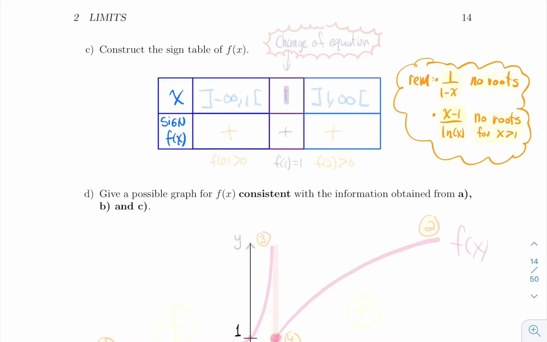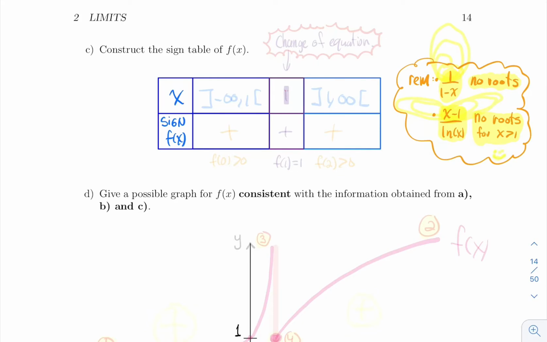over 1 minus x. So the first equation here, for x before 1, has no roots because the numerator is 1 and it's never going to be equal to 0. What about the second equation, x minus 1 over ln of x? The numerator could be 0 if x was equal to 1, but remember we're using this equation for x strictly bigger than 1, so for any values of x after 1, the numerator is never going to be 0.